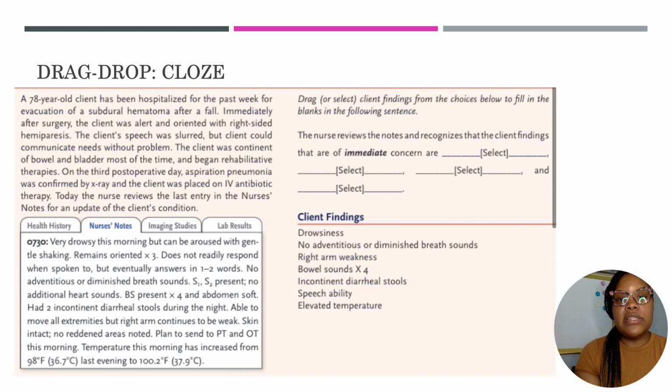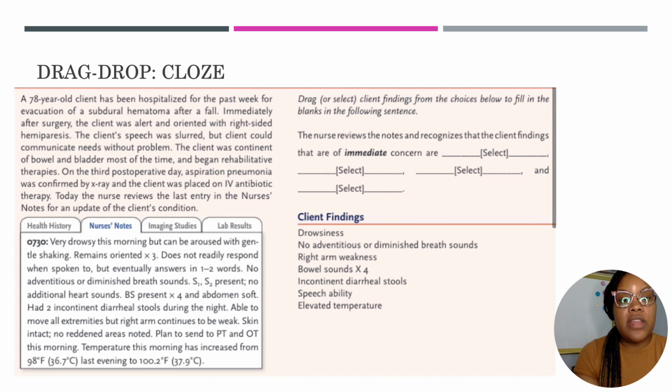So drag or select the client findings from the choices below to fill in the blanks of the following sentence. The nurse reviews the notes and recognizes that the client findings that are of immediate concern are. So we're going to look at the client findings, and we have to choose 4 that are of immediate concern. So 4 priorities. Now let's go back to the nurse's note.